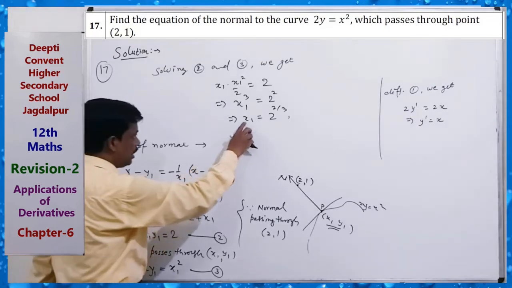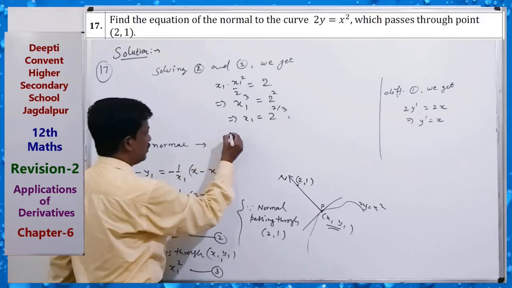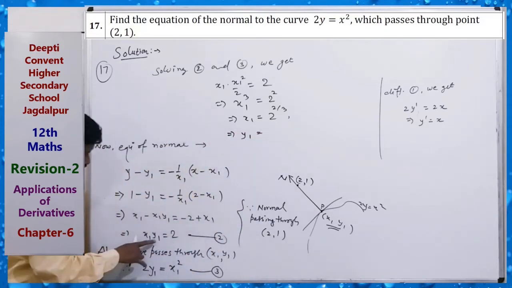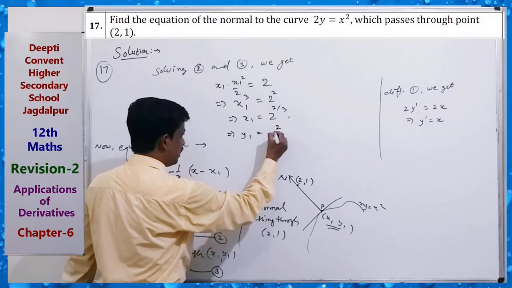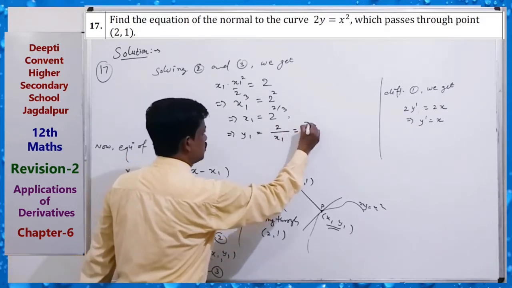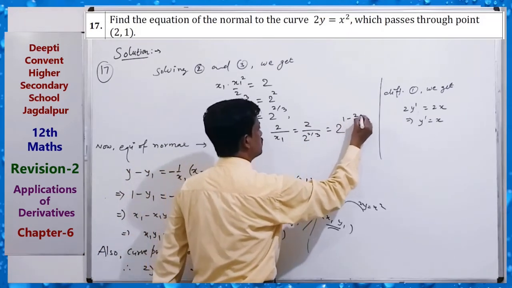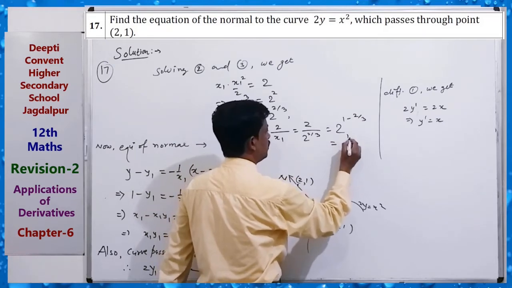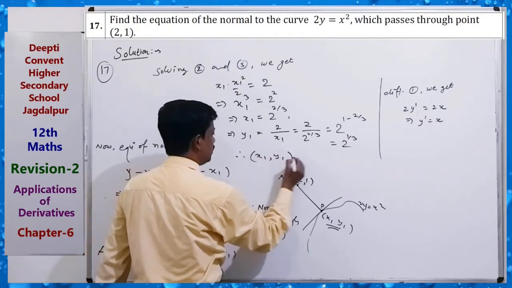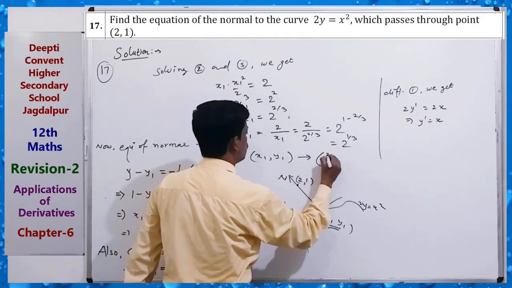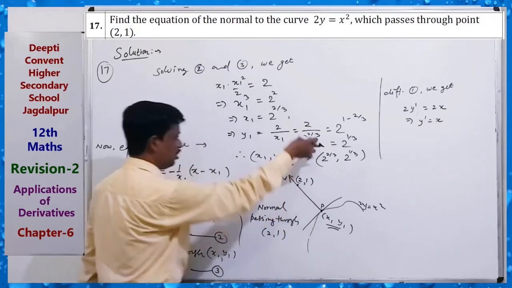So if we put x1 here, we can also find y1 from here, 2 by x1. 2 by x1 means what? 2 to the power 2 by 3 means what? 2 to the power 1 minus 2 by 3 means 2 power 1 by 3. Therefore, (x1, y1) is 2 power 2 by 3 and 2 power 1 by 3. This is the point of contact.